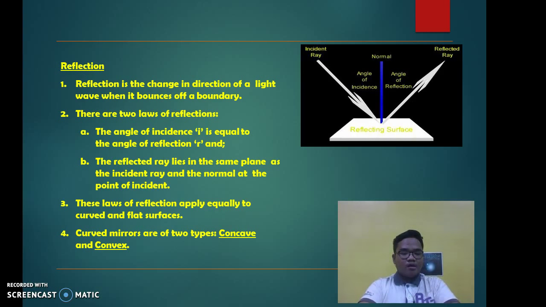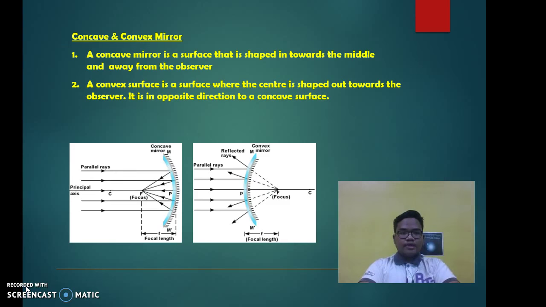Curved mirrors are of two types. First is concave, second is convex. Concave and convex mirrors. First, a concave mirror is a surface that is shaped in towards the middle and away from the observer. This is a concave mirror. It looks like a cave.